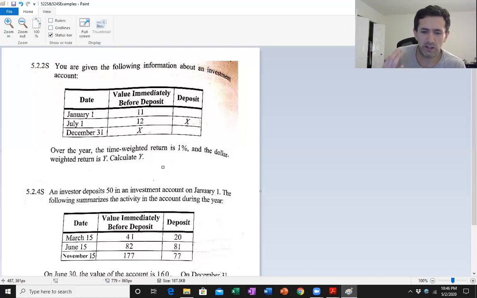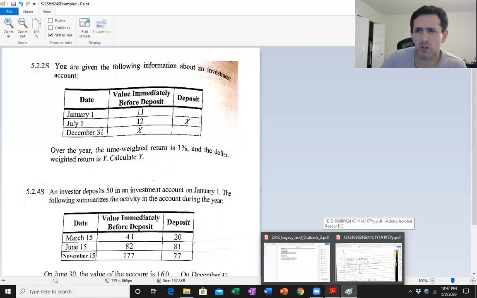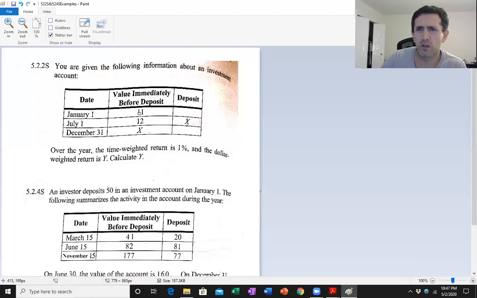Growth is not skewed by deposits or withdrawals. Okay, so anyway, here, it's 11, 12, you have one deposit, X, otherwise no deposits, and you have X immediately before the deposit on December 1st. Okay, so yeah, there's nothing about a deposit before or after January 1st, so we assume there is none.